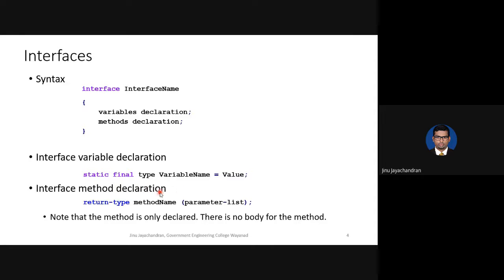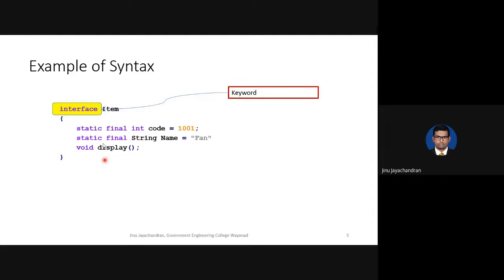The method inside an interface has a return type, the method name, and the parameter list. You will not write any body for this method. For example, if the method or function is returning an integer value, you say int. Let's say your function name is myFunction, you say myFunction and in brackets the parameters. Note that the method is only declared, there is no body for the method. For example, consider this interface.